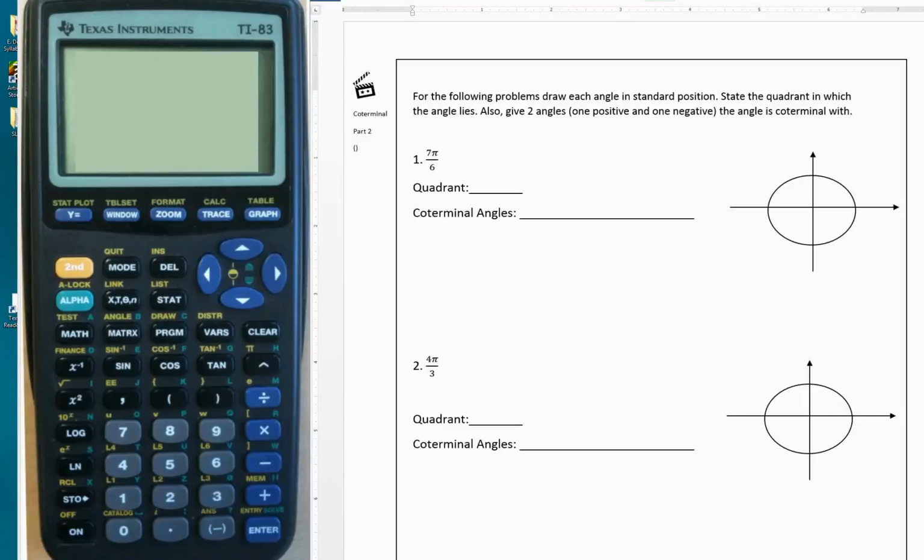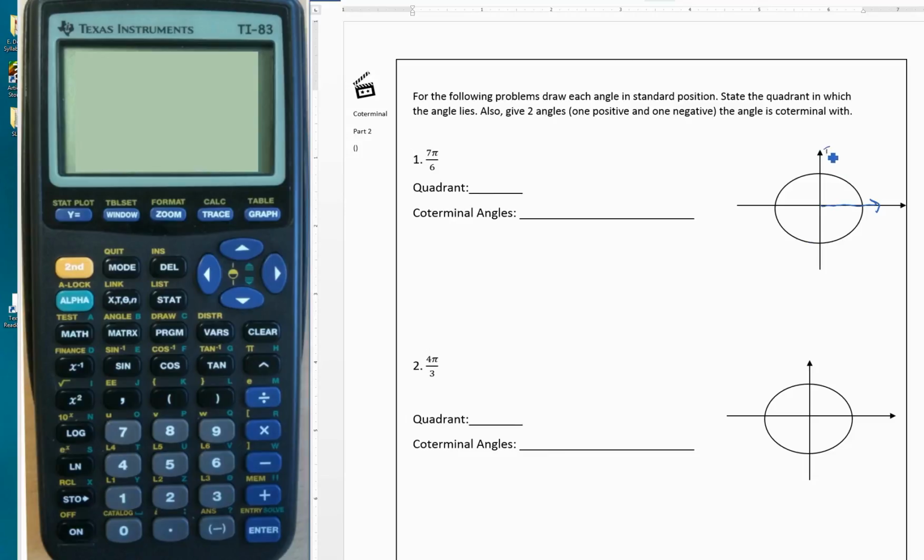Okay, now we're going to look at coterminal angles with radians. So we want to look at the angle 7 pi over 6. We still start with our initial side along the positive x-axis. Now let's remind ourselves of what the quadrantal angles are.